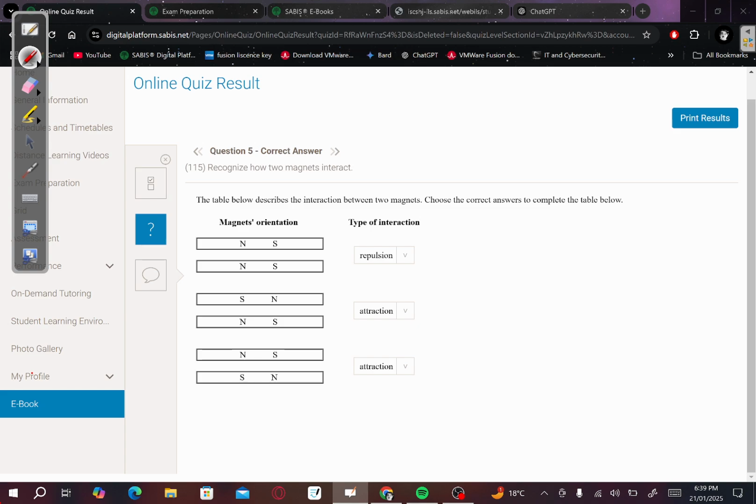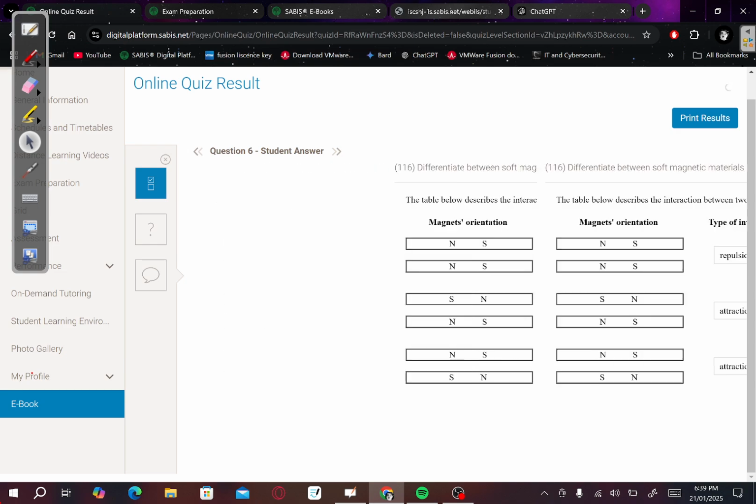Okay, this is a very easy question. North repels north and the south repels the south, so this is gonna be repulsion. Now, south attracts the north and the north attracts the south. This is going to be attraction. And the north attracts the south and the south is going to attract the north. So it's going to be attraction. Basically, all you have to know, and I'm sure you already know this because there's no way you're in grade 10 not knowing it: opposite poles attract, like poles repel.